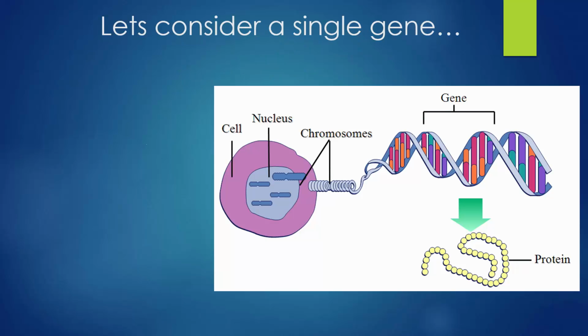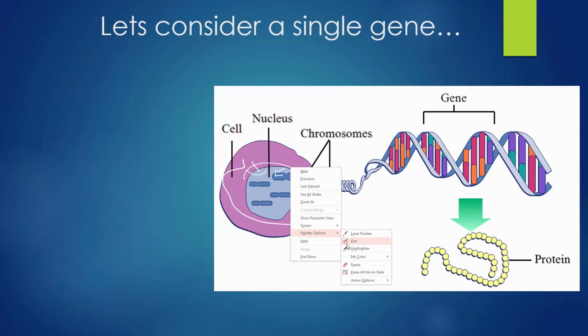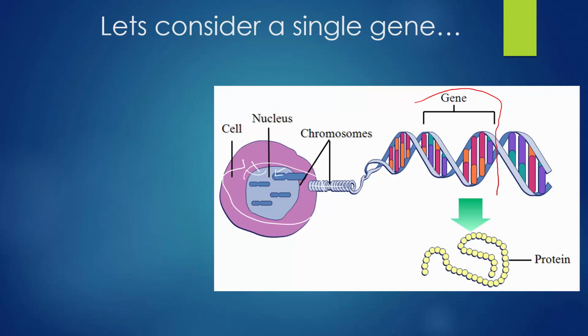So let's consider what a gene is. This is a cell, this part is the nucleus, this is a tightly packed chromosome, this is an unpacked chromosome, and this guy is one gene.